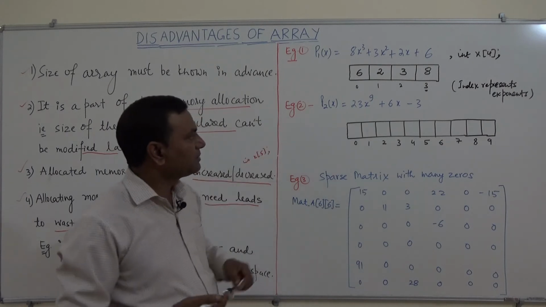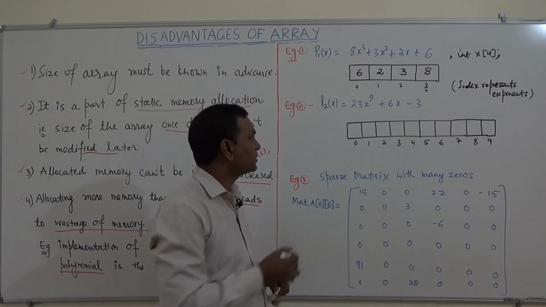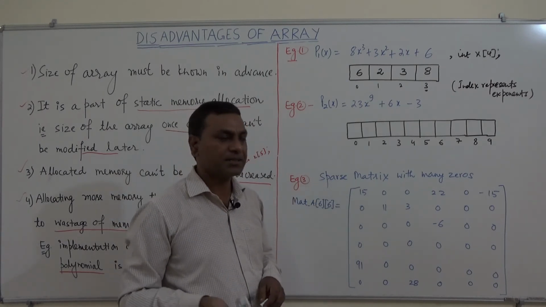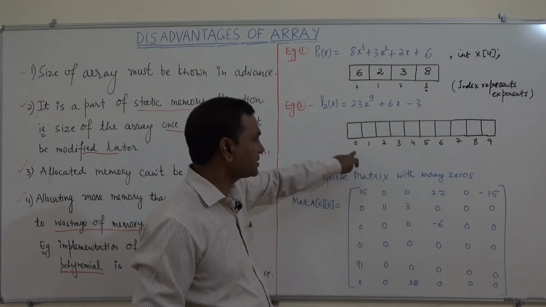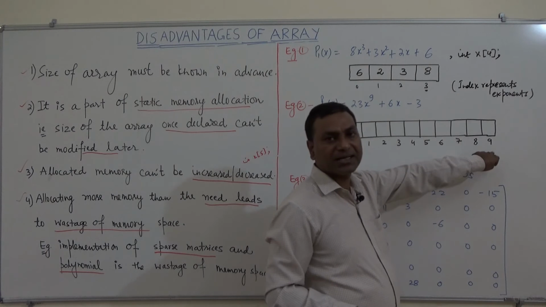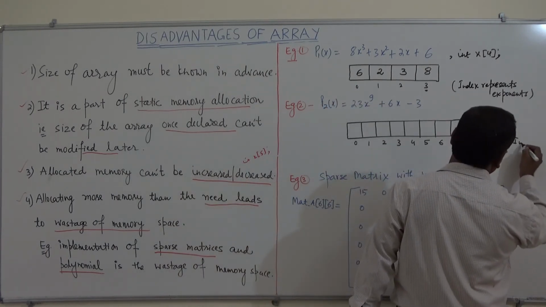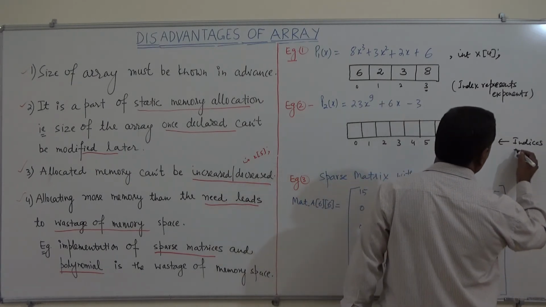But in the second example, the second polynomial, p2(x) equals 23x to the power 9 plus 6x minus 3. Here the upper exponent is 9, that's why the upper index is 9. So we can say these are the indices which represent the exponents.